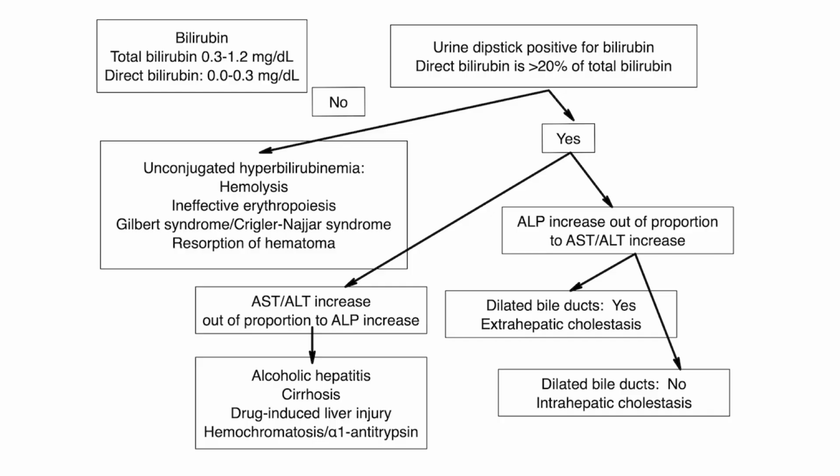whereas conjugated can come from damage in the liver or damage beyond it that doesn't allow it, once it's been conjugated, to get out into the GI tract. So basically what you can do is a urine dipstick for bilirubin. If the urine dipstick is not positive for bilirubin, then there's a good chance it's unconjugated hyperbilirubinemia. If it is, then there's a good chance that it's conjugated.